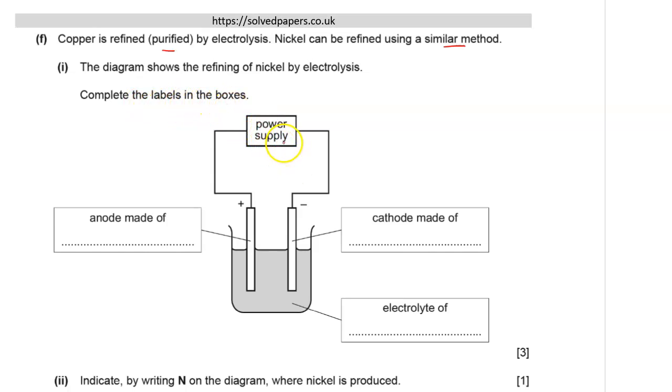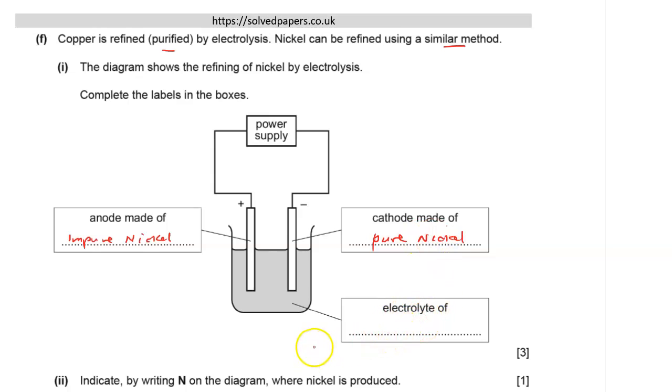We have the power supply here. We have the positive electrode, and therefore this is where we'll have the impure nickel. And on the cathode, this is where we have pure nickel.